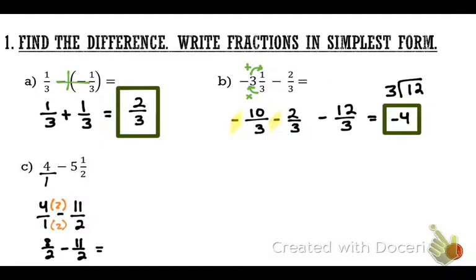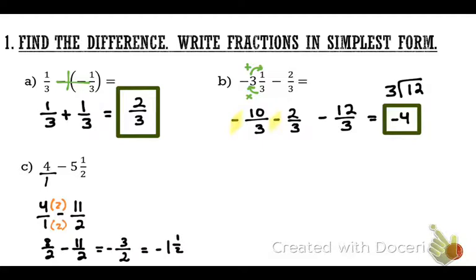3 halves, 3 over 2. And take the sign of the larger number. Negative. Am I finished? No. What is wrong with this fraction? It's improper. So we've got to change that. What would that be if I change it to a mixed number? Okay, very good. Negative 1 1/2.